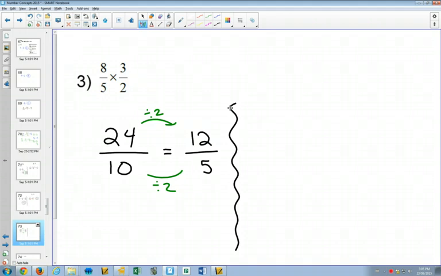So then you check the top. Can you divide 12 by 5 and get a nice whole number? No. So we're done. This is our final answer. That's how we know when it's in lowest terms.